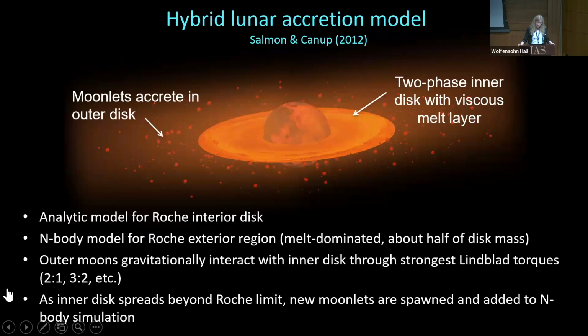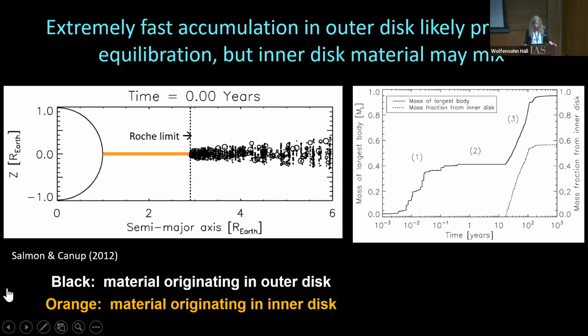So back now about a decade ago, we developed a simple model to try to capture the main elements of this description. We couple an analytic model for the disk inside the Roche limit to an n-body accretion simulation outside the Roche limit. Things that grow in the outer disk interact through the strongest resonant torques with the inner disk. And as the disk viscously spreads, new moonlets are spawned and added to the outer part of the disk in the simulation. This naturally leads to a 3-stage lunar accretion that we'll see in this simulation.